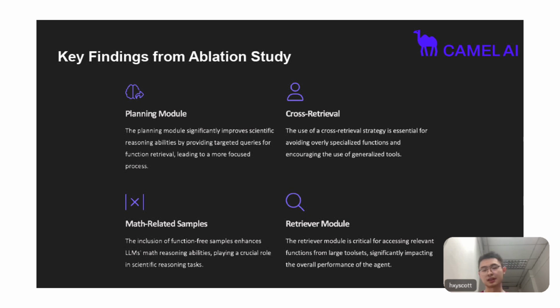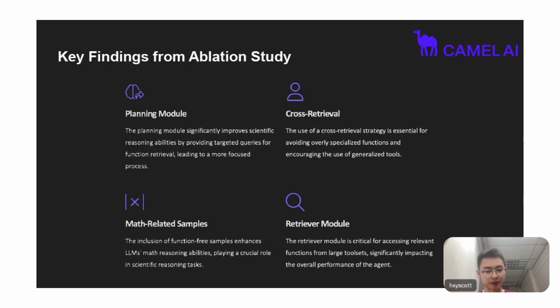The second one is called cross retrieval, which we just mentioned. The strategy is very much essential because you cannot get overly specialized functions into your datasets, because that's not going to be useful apart from answering the specific question you're having.